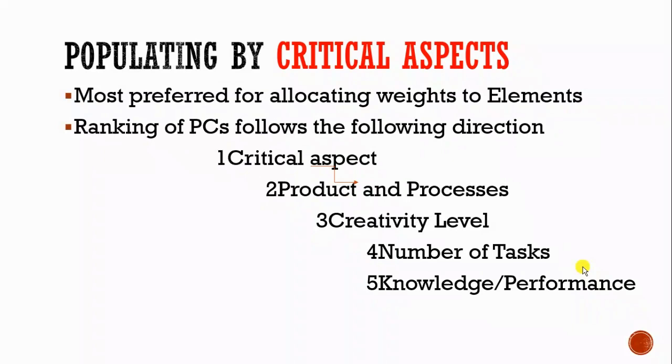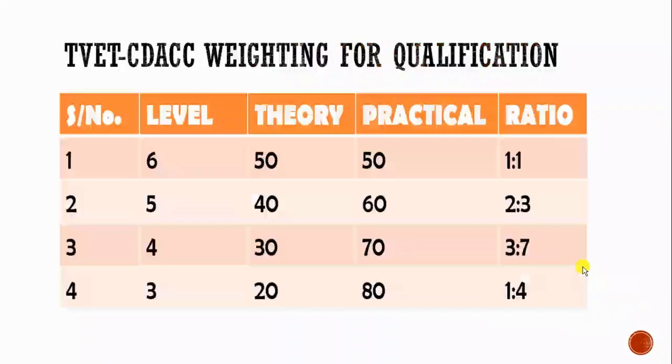And you're going to see practically what I mean when you're dealing with critical aspects. TVET CDAC has already given us a direction on how to distribute this weight. Because we need to assess knowledge, you also need to assess skills. So that is theory and practical for different levels of qualifications. If you are dealing with level 6, then you're going to have a ratio of 1 to 1, 50 by 50. It goes down up to level 3, where theory will take 20% and practical will take 80%. You're going to see how we employ these when we distribute our weights to different performance criteria.